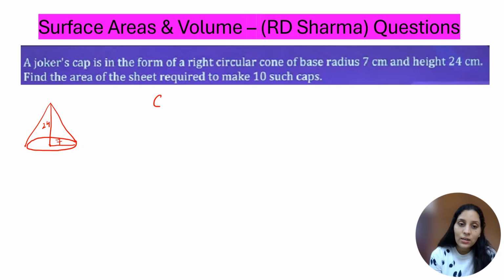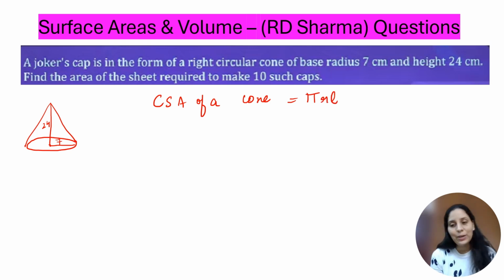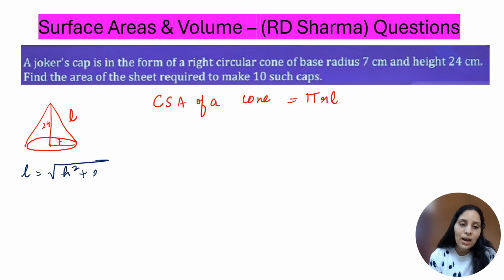So what is curved surface area of a cone? Curved surface area of a cone is pi r l. Now here we know what is pi, we know radius is 7, but what is l? L is the slant height that we have not been given. But since we are given the height and the radius, the slant height can be calculated, as we know that slant height is root over h square plus r square. So root over height is 24 square plus 7 square.